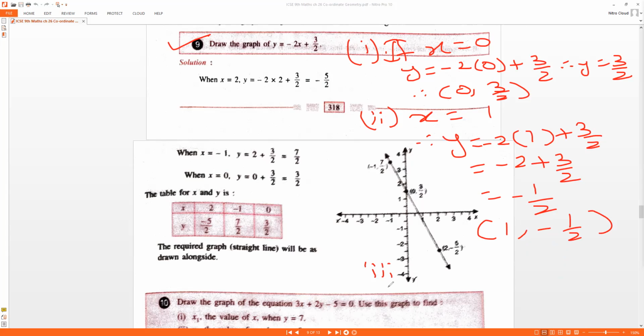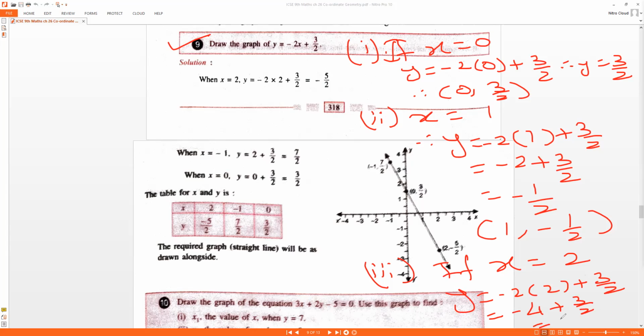Third, let us say x is equal to 2, for instance. What do you get? y is equal to minus 2 into 2 plus 3 upon 2. That is minus 4 plus 3 upon 2. Correct? What is minus 4 plus 3 upon 2? Minus 5 upon 2. Correct? So the point here is 2 comma minus 5 upon 2.